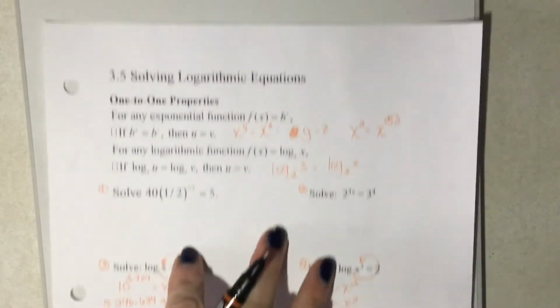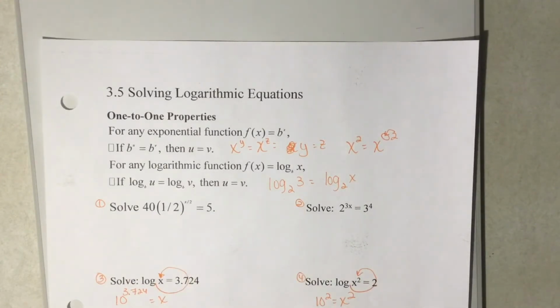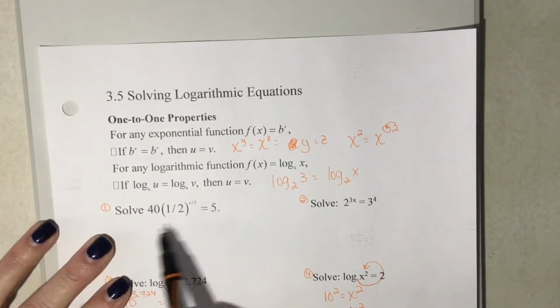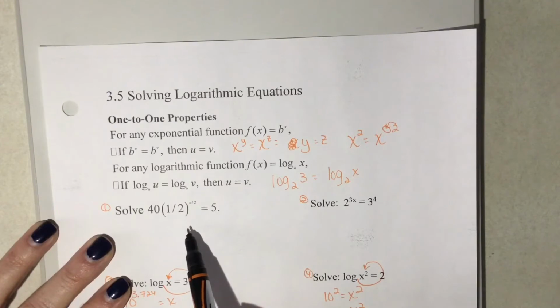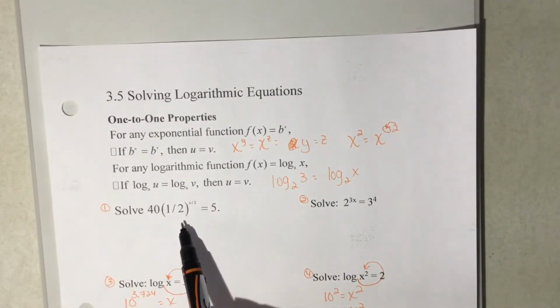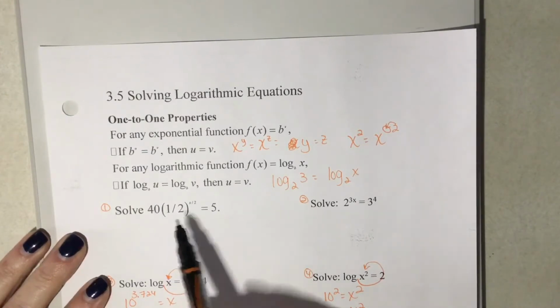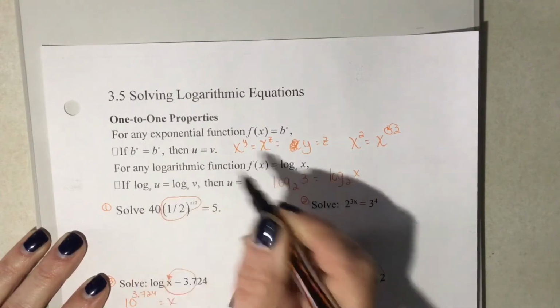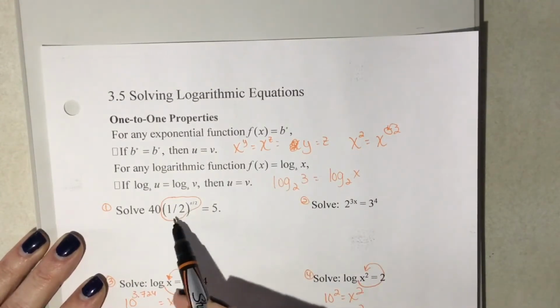Is Pam in class? 40 times 1/2 raised to the x over 2 equals 5. Logarithmic form or exponential form? Exponential form. So what am I eventually going to get to? Logarithmic form. Somehow, some way, possibly. Okay? So let's look at this first. Here's my exponent. So I need that isolated so that I can solve it.